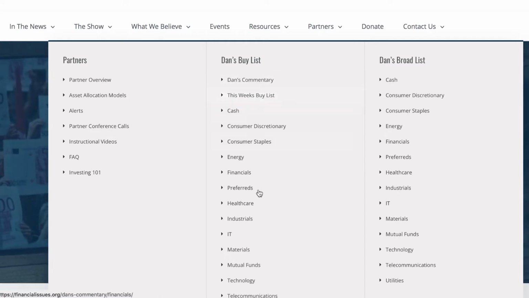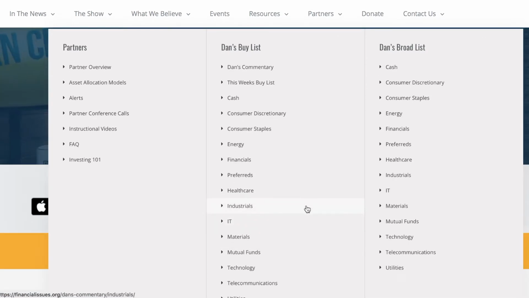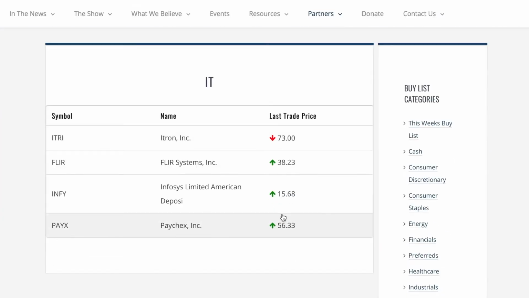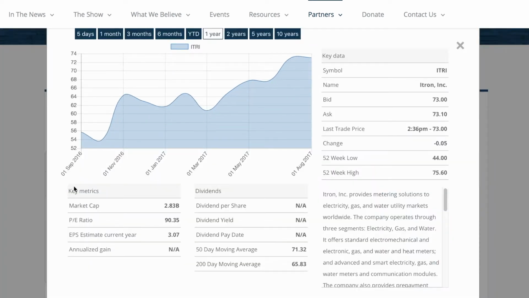If you want to see what's on the buy list in any sector, say you're real close to having your asset allocation model complete, but you really need some technology stocks or IT stocks and you don't have any, you can click on that and you say, well, there's 4 of them on there, and you can go and look at those. Remember that either on my broad list, all of the categories, or on this, you just click right here on that and this comes up.